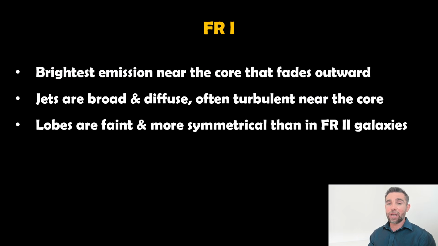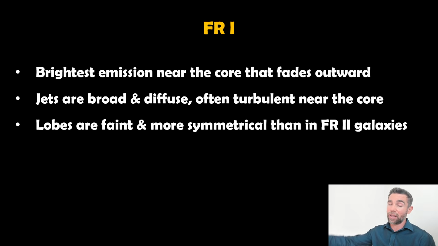So some key features between the two types. For the first type, the FR1, the brightest emission is going to be near the core, and then it fades as it goes outward. Again, we can see that from the images and from the data there. The actual jets themselves are going to be quite broad, diffuse, and nearer the core they can actually be quite turbulent as well. So they're not quite as focused as the other one. And then the lobes on them are going to be quite faint, more symmetrical than the FR2 types.